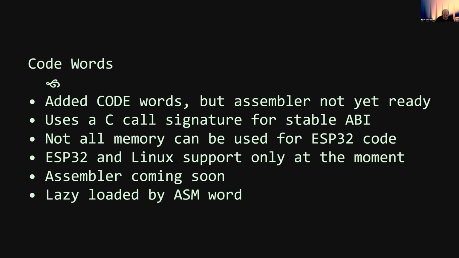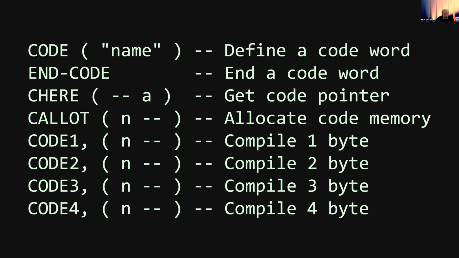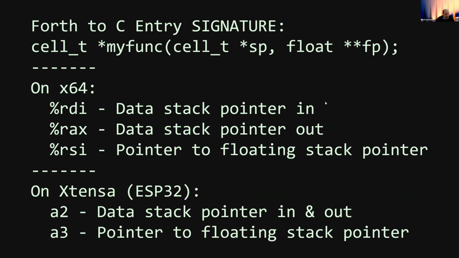In general, this is lazily loaded by the ASM word, so other than some memory in the system, you're not paying for this in terms of RAM unless you happen to execute ASM. There's code to define a word and code that ends the word. Because the code memory has to be separate, there's a C-HERE word and a C-ALLOT word, and then some words to compile code into the dictionary.